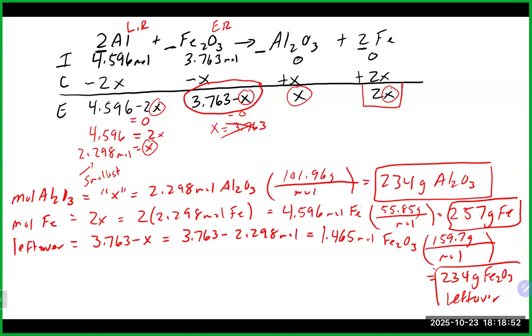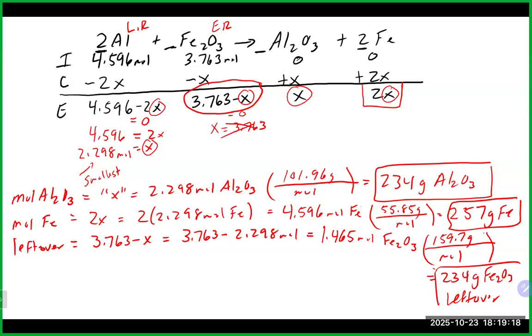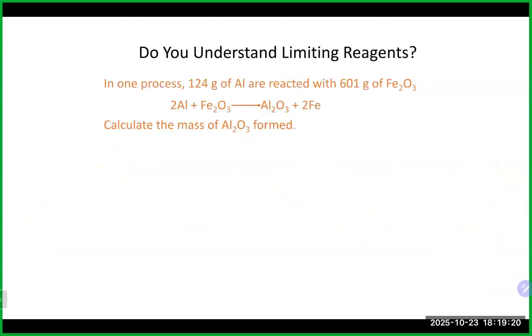Obviously, the third way, as we also talked about, is just separate calculations. So in this case, you would start with 124 grams of aluminum, convert it to moles, do the mole-mole relationship between aluminum and aluminum oxide, figure out how many grams you would produce, then do a whole separate calculation with the other reactant, the iron 3 oxide, and go from iron 3 oxide to aluminum oxide and figure out how much you would produce. And whichever one produces the smallest amount would be your limiting reagent. They all should give you the same number, whichever one you prefer.